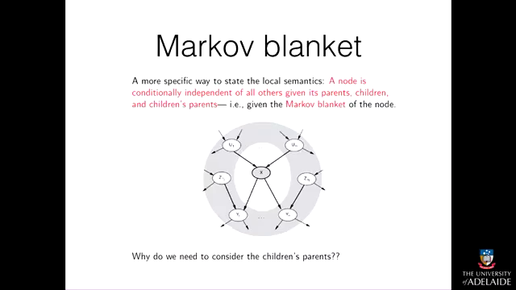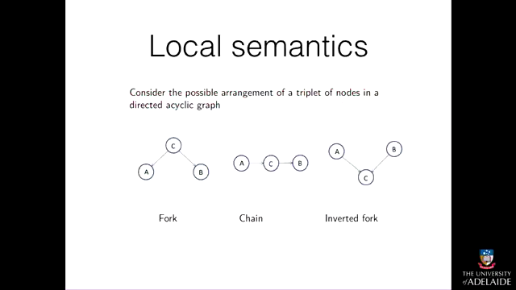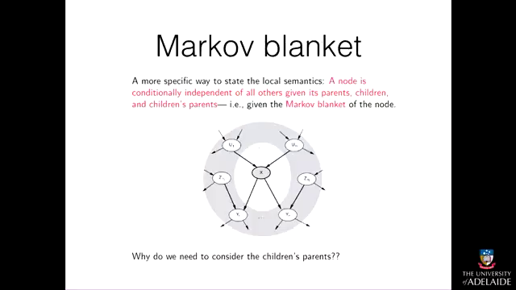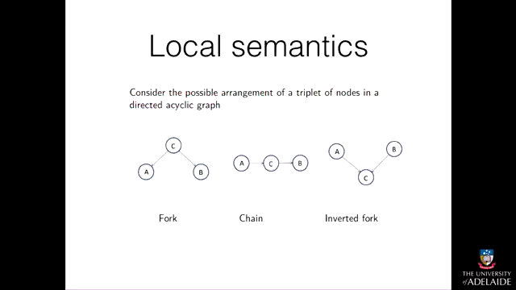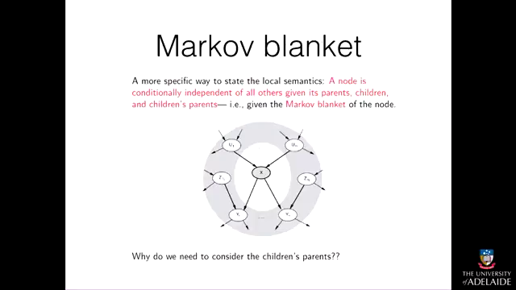Okay, this is another property that is called the Markov blanket. It means a node is conditionally independent of all others given its parents, children, and the children's parents. Okay, so you may wonder why we need to consider the children's parents. We explain this in the following slides. Let's consider the following three cases to understand this property.